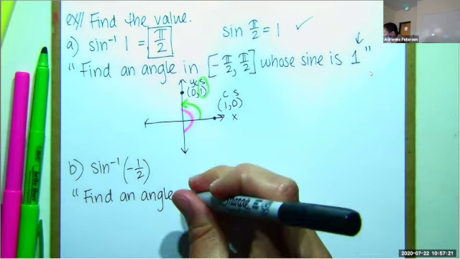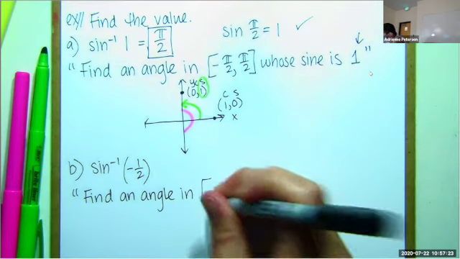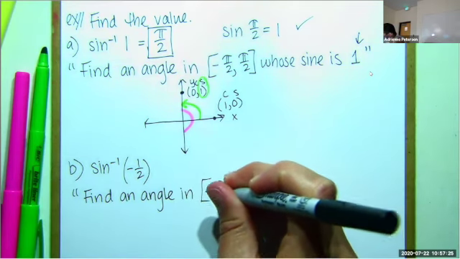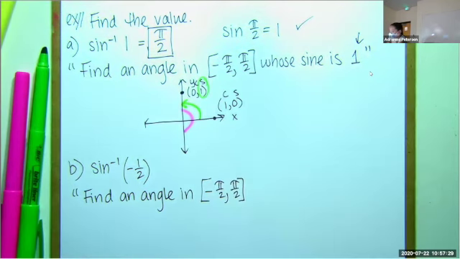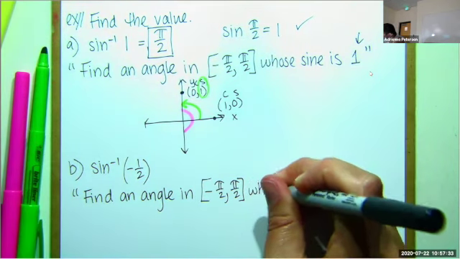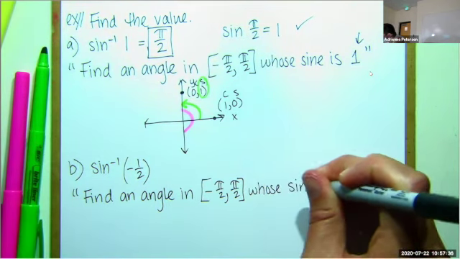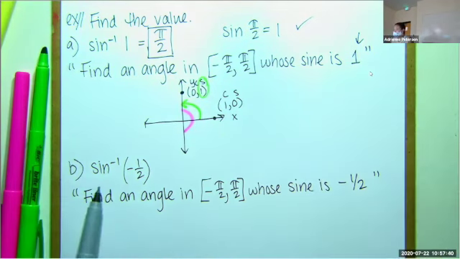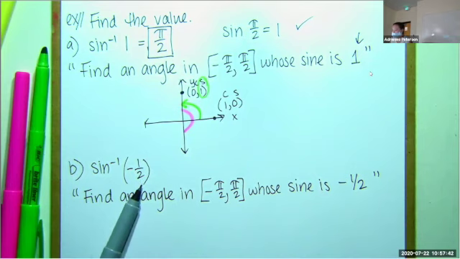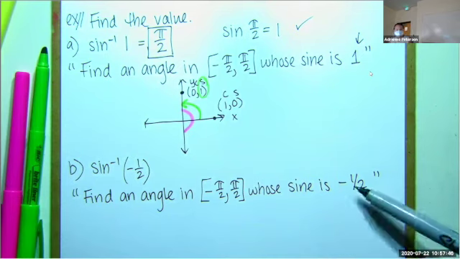The next thing you should ask yourself is, where does that angle have to be? We are working with inverse sine. So our restriction for inverse sine was that that angle has to be between -pi/2 and +pi/2. So we need to find an angle in our restricted range. And what do we know about that angle? We know that sine is -1/2. Okay, so inverse sine of -1/2 literally asks us to find an angle in -pi/2 to +pi/2 whose sine is -1/2.